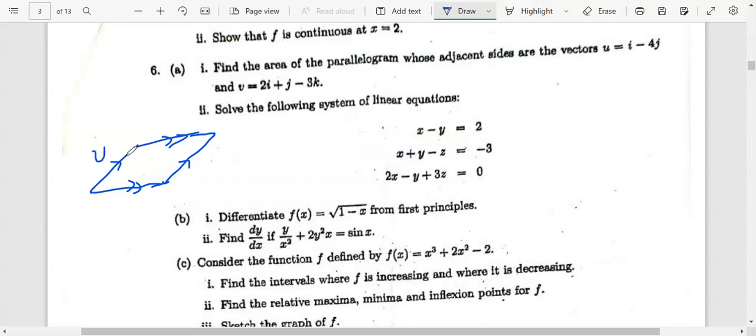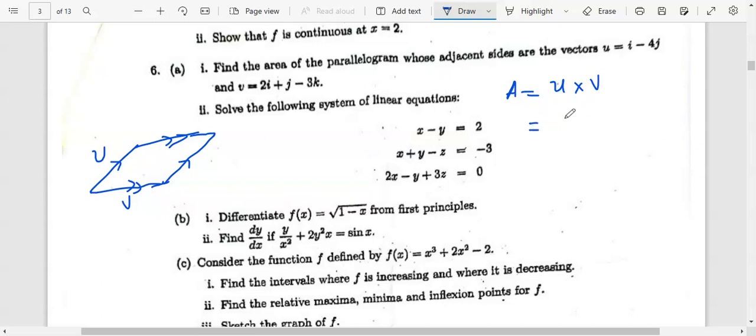So two adjacent sides, for example, maybe this is the u they've given, and then this is v. So to find the area of the parallelogram, you just need to multiply u and v. Now the multiplication we are doing here is a cross product, because for vectors there is a difference between a dot product and cross product. So to find the area, we need to do the cross product. So the area is given by the cross product u times v.